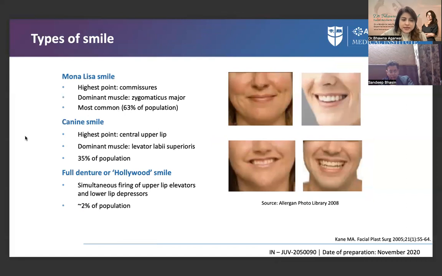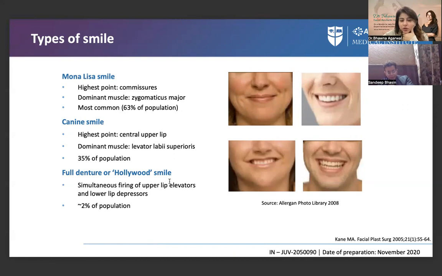So different types of smiles are there. One is the Mona Lisa smile, in which the highest points are the commissures, and it is the most common smile. This is the Mona Lisa smile. Now, in the canine smile, the highest point is the central upper lip. The major dominant muscle in this type of smile is levator labii superioris. In the Mona Lisa smile, the dominant muscle is zygomaticus major.